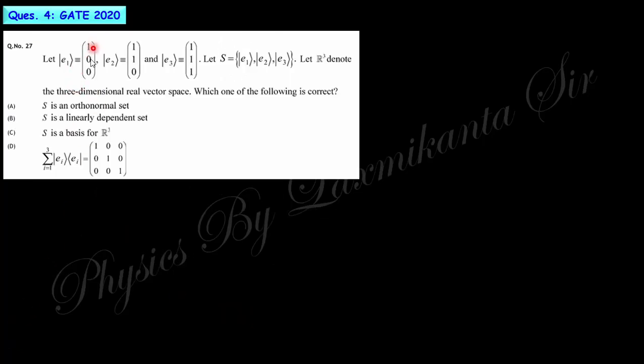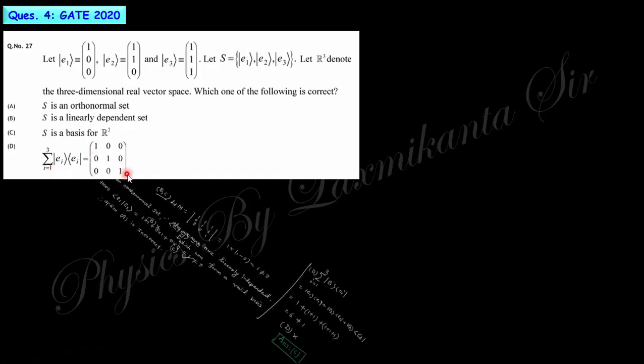Next question, these are the basis vectors e1 e2 e3 and S is the set of these three. R3 denotes the 3-dimensional real vector space. Which one of the following is correct? S is an orthogonal set, S is a linearly dependent set, S is a basis of this, and this one.